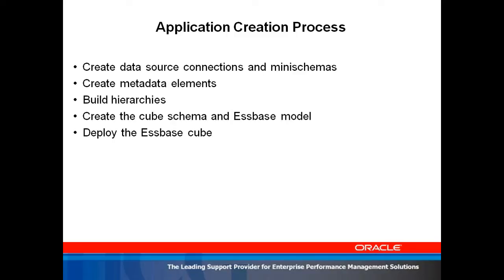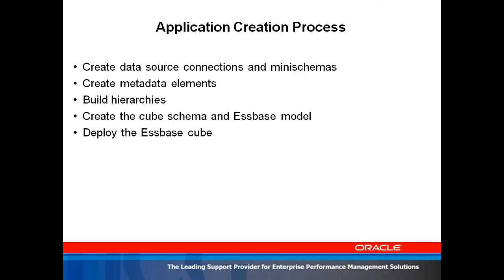Here are the basic steps used in creating a new Essbase application. I'll go over these in detail in the upcoming slides. First, create the data source connections to one or more relational tables, flat files, OBIEE sources, or Performance Management Architect PMA cubes. From the data sources created, you select the specific items from those sources to populate the mini-schema, which is a graphical representation of the data sources.